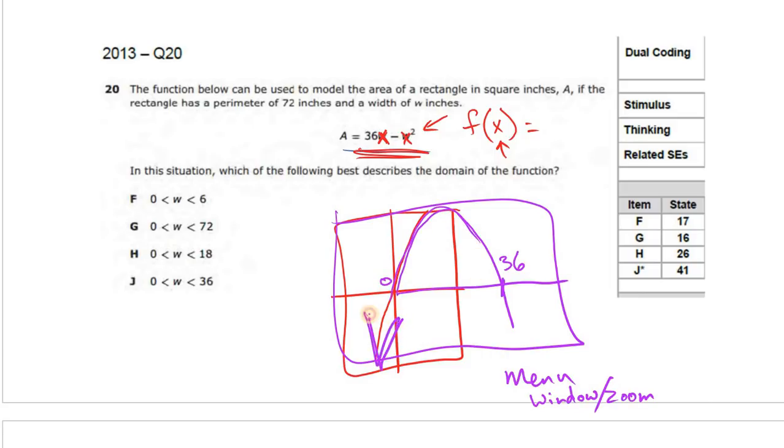The graph of the quadratic continues forever, but we only care about the positive values since we're talking about area. It doesn't make sense to have negative values of lengths or sides perimeter when we're talking about area. So what is the domain? From 36 to 0, we squish this down. It's in between 36 and 0. The answer is J.